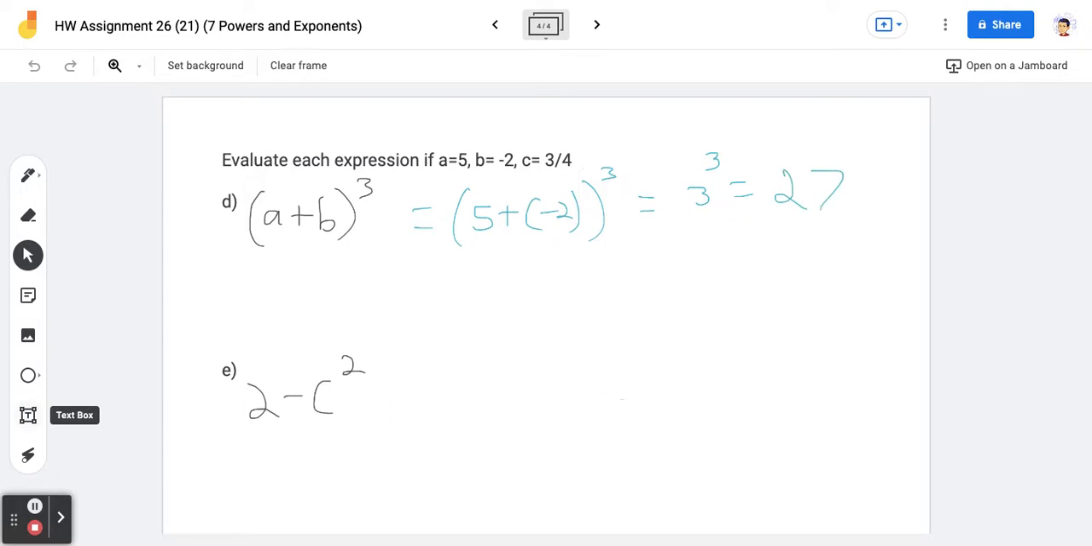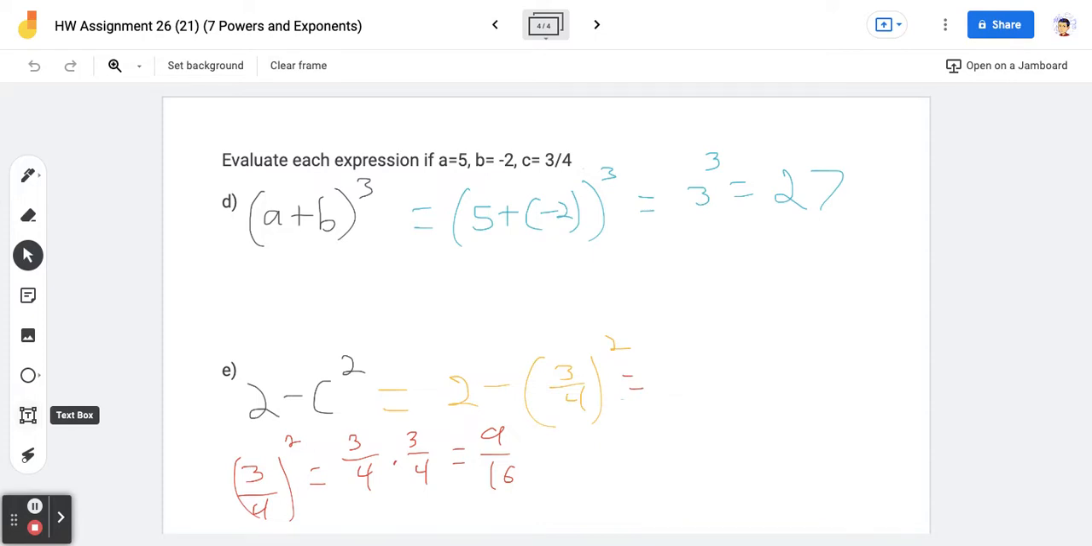All right, last one. Let's change up our color, actually. Let's go yellow. So this is going to be equivalent to 2 minus c, which is 3/4, to the second power. Really quick, what I want to show is that even if you have fractions, let's say we have a number like 3/4. If I took 3/4 to the second power, that's equivalent to 3/4 times 3/4. So we end up taking both values to the second power, which is 9/16.